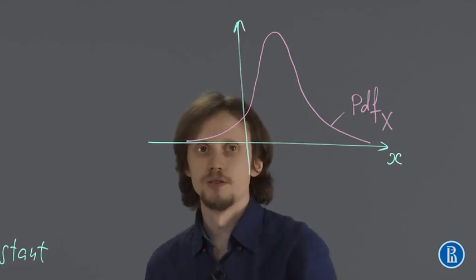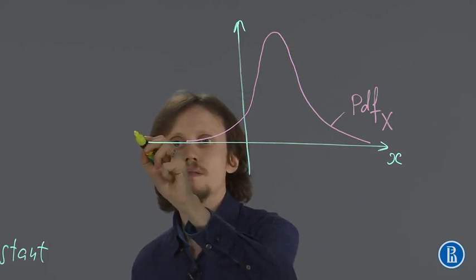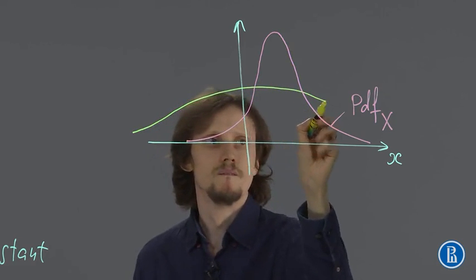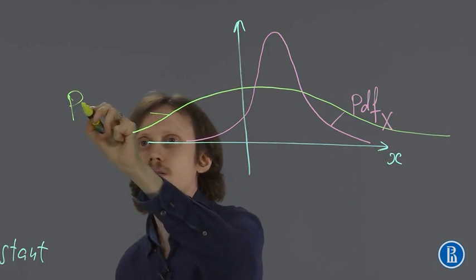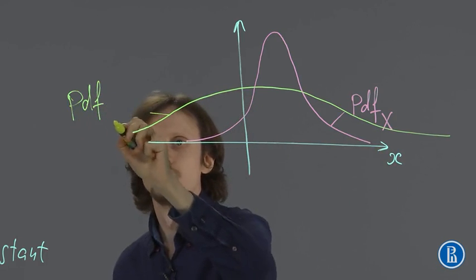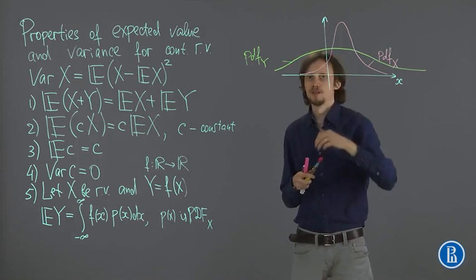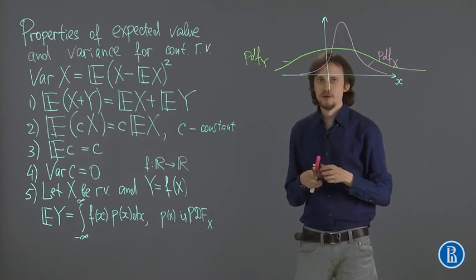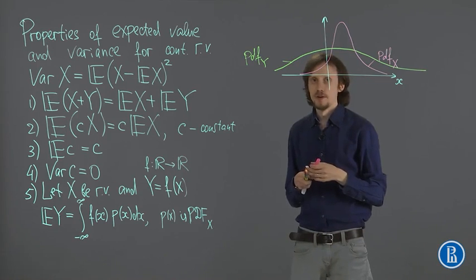This is a probability density function of the first random variable, and this is the probability density function of the second random variable. Which do you think defines the random variable with larger variance?